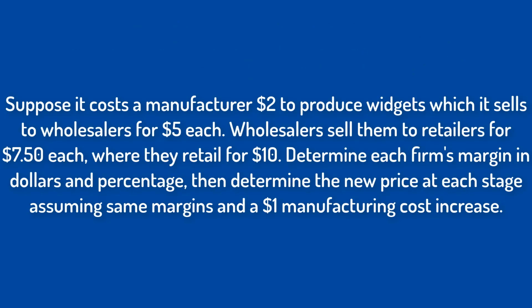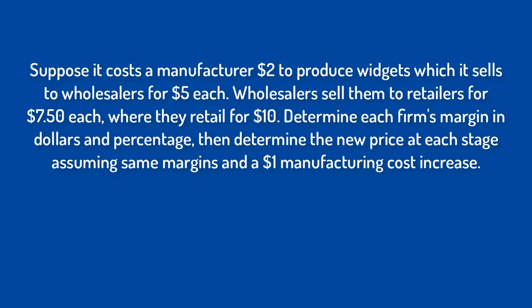Let's take a look at a different example. This time, suppose it costs a manufacturer $2 to produce widgets, which it sells to wholesalers for $5 each. Wholesalers sell them to retailers for $7.50 each, where they retail for $10. Determine each firm's margin in dollars and percentage. Then determine the new price at each stage, assuming the same margins and a $1 manufacturing cost increase.